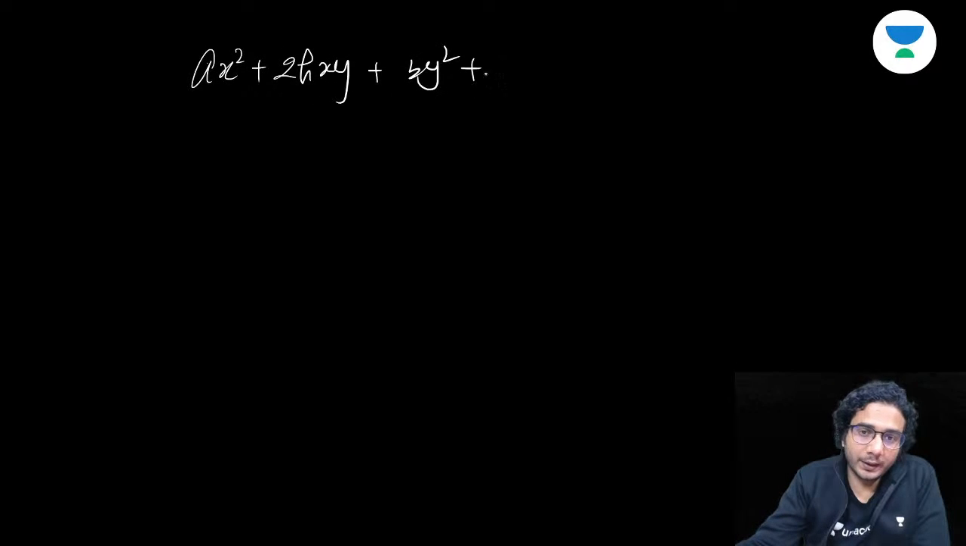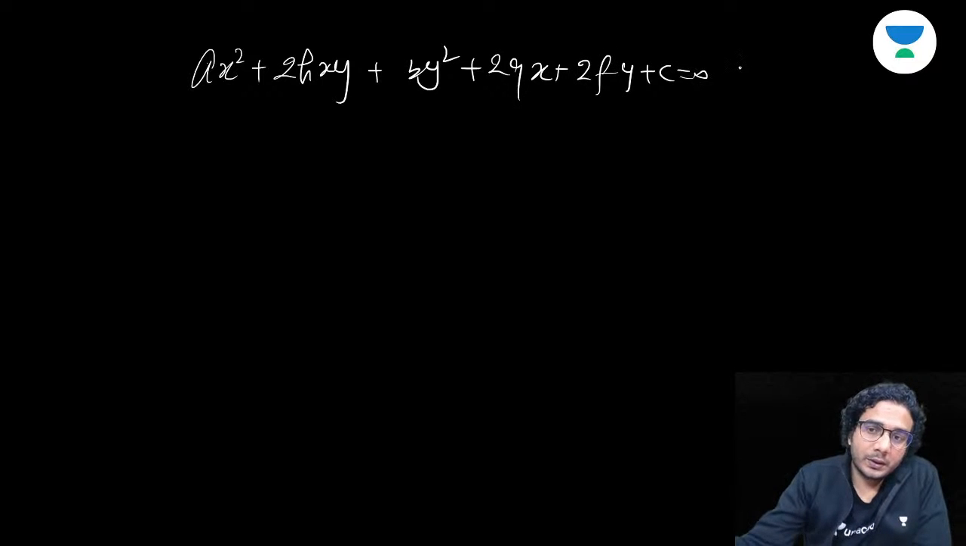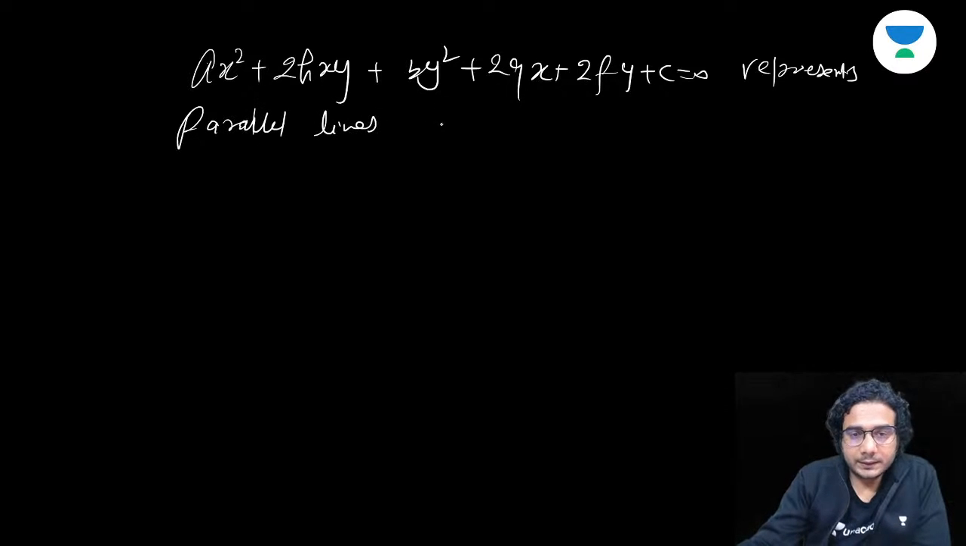But I don't find that formula necessary. Like, ax square plus 2hxy plus by square plus 2gx plus 2fy plus c is equal to 0 represents parallel lines. Then h square is equal to ab, right? Now you can assume lines.